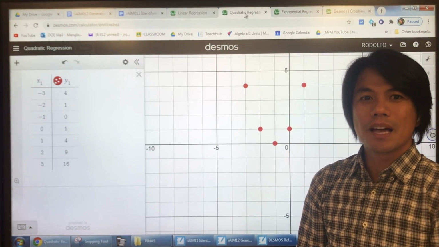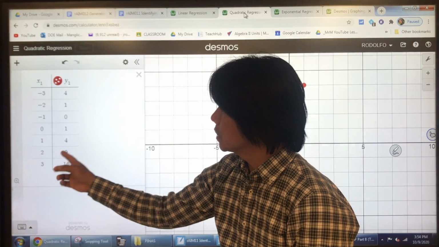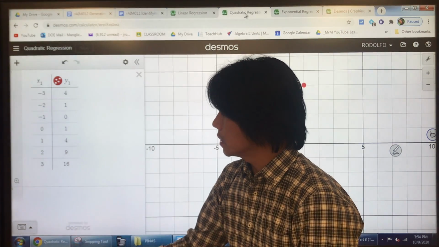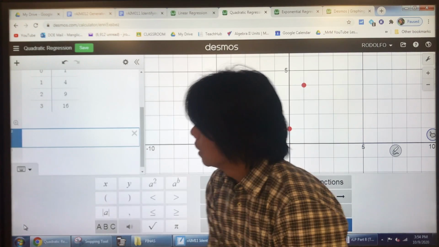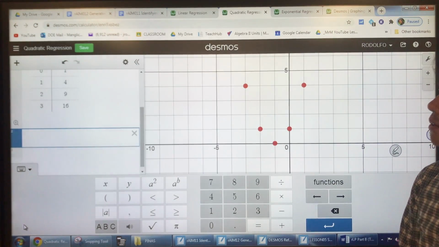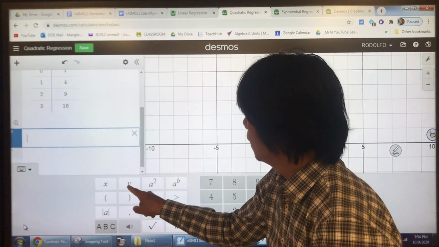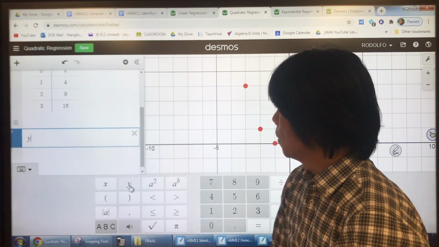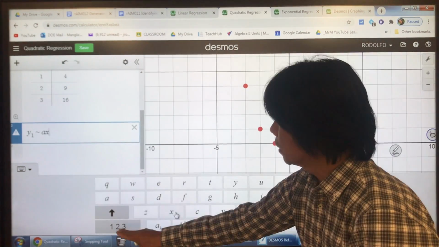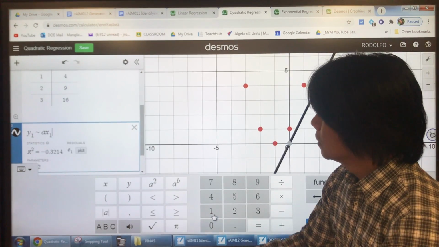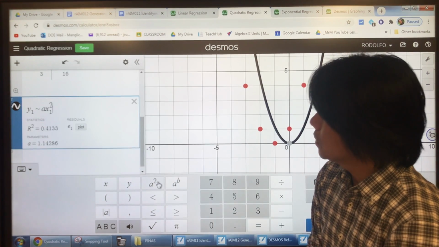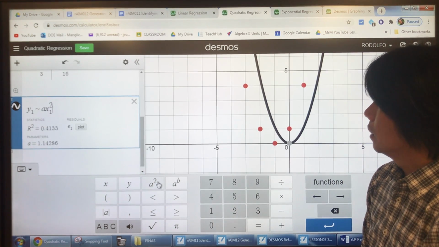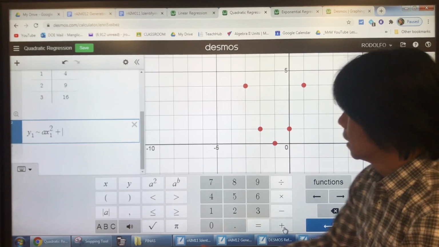Now, just to save time, I already input the values of x and y on our table. Now click the second row to type in your generic form for quadratic function. X sub 1 to the second power. You see this 8 to the second power? That's your second power. Alright? Plus.